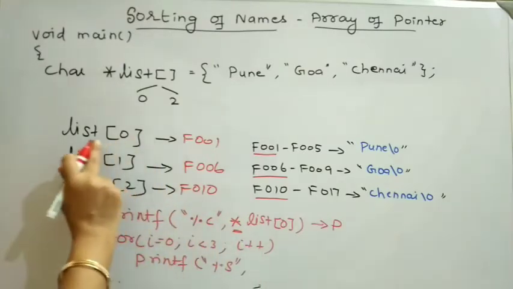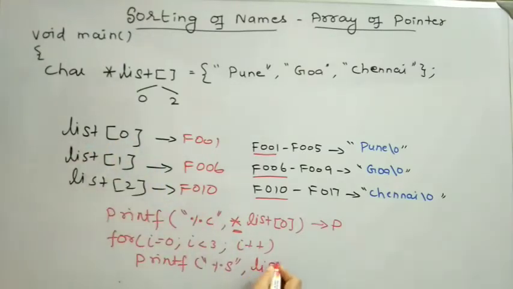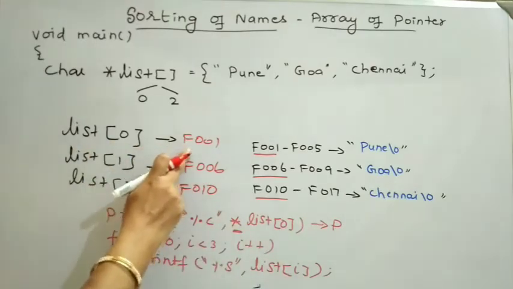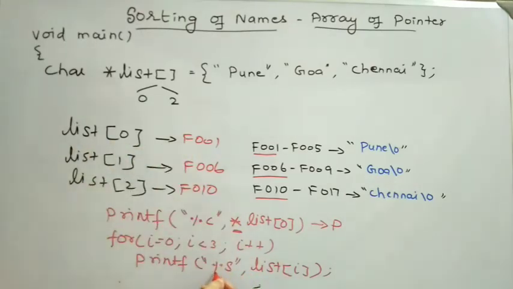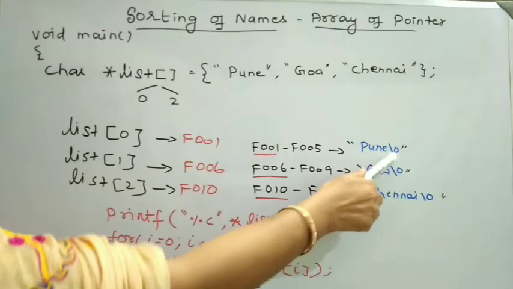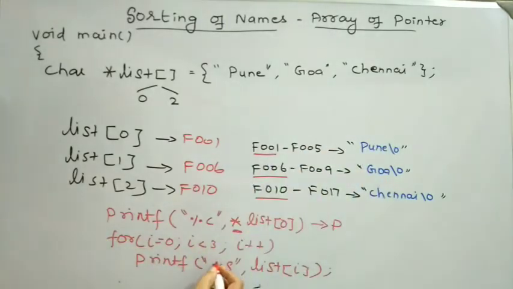Okay. So I am passing this list of i. Initially, if list of i is 0, that is pointing to the base address of the first string value. If I use this control string starting from the base address until it finds the end delimiter, it prints all the characters making use of this control string. So initially it prints the value Pune.